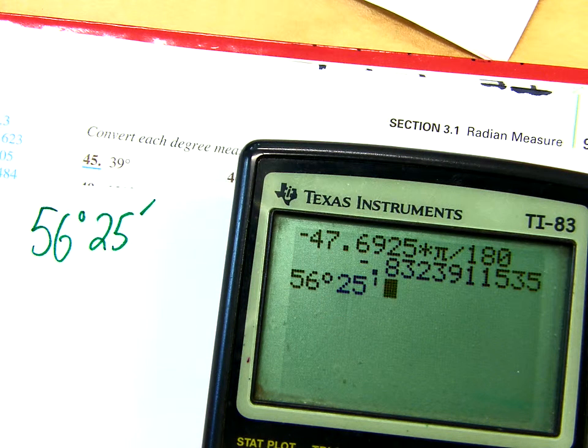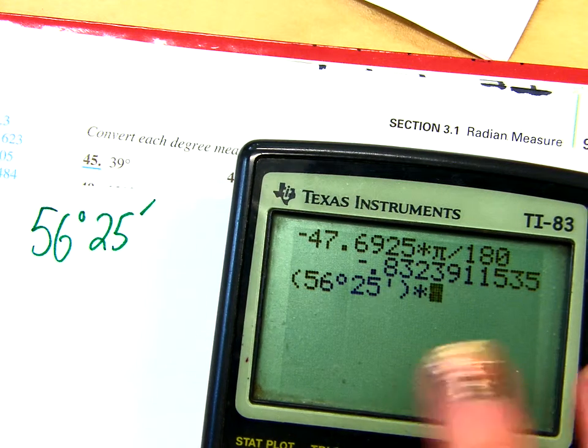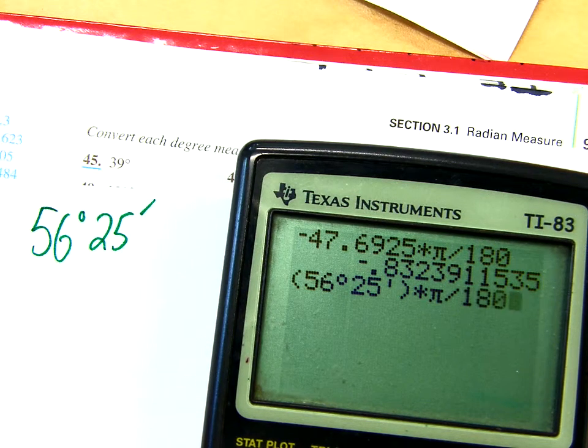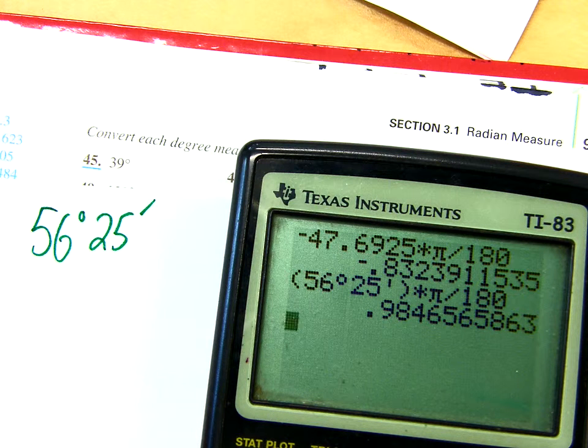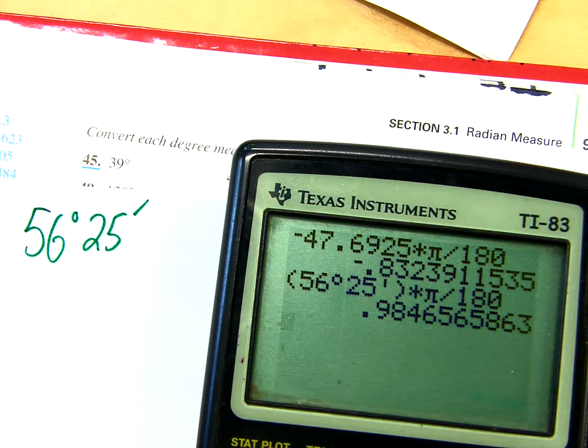So 56 degrees, 25 minutes. And you know what? I'm going to put it in parentheses just for good measure. And I want to multiply that by pi over 180. Okay, good. It converts it to a decimal for me right in there, so I don't even have to do it. So, thank you, Mr. Calculator.